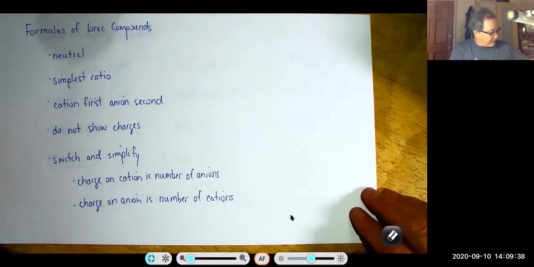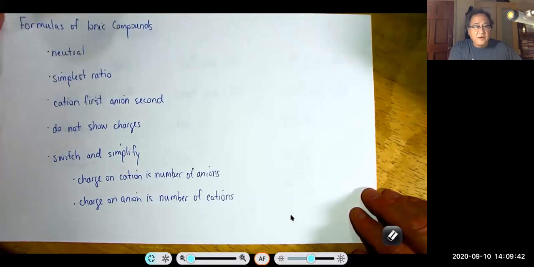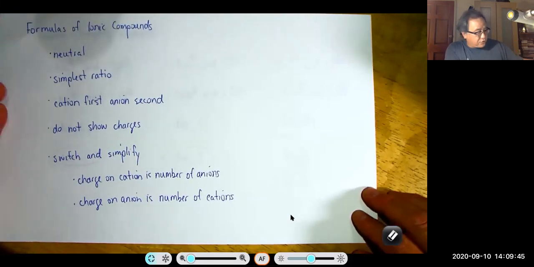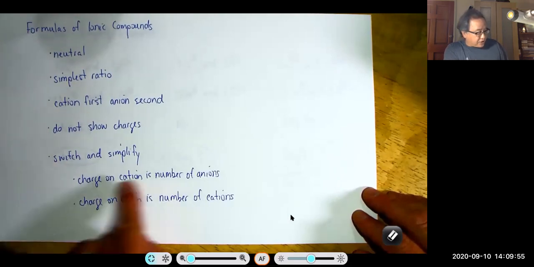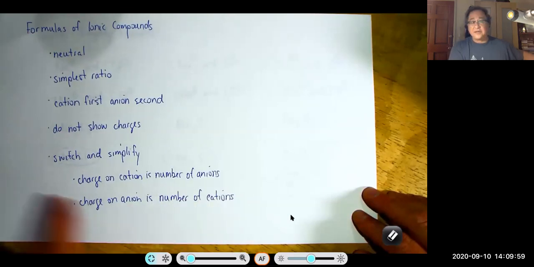So here we have some notes that cover basically all that stuff that we had done. Formulas of ionic compounds: they're neutral, simplest ratio, cation first, anion second, do not show charges, and you do the switch and simplify. Switch and simplify says the charge on the cation is the number of anions, and the charge on the anion is the number of cations.